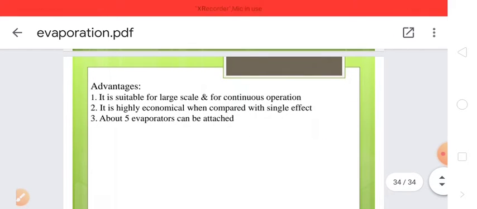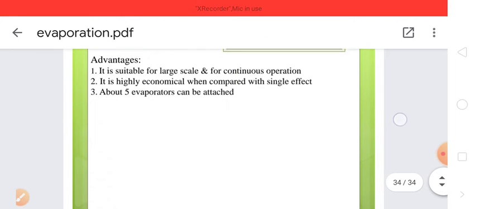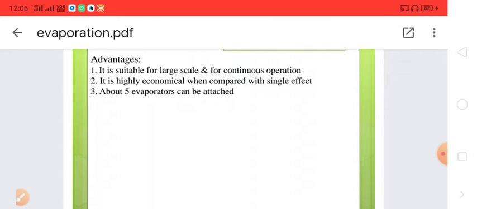Now come to the advantages. There are no disadvantages related to this evaporator, only some advantages. So this is a very useful evaporator. The advantages are as follows. It is suitable for large scale and for continuous operation. It is highly economical when compared with single effect. About 5 evaporators can be attached.